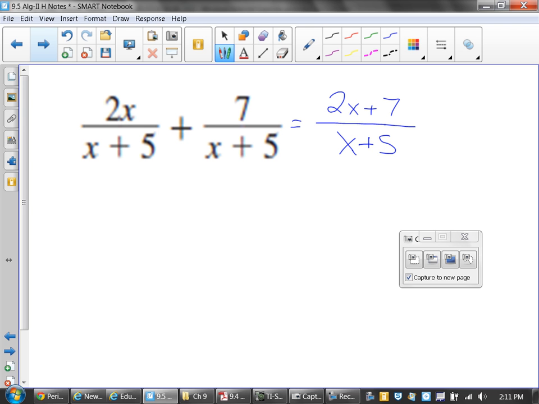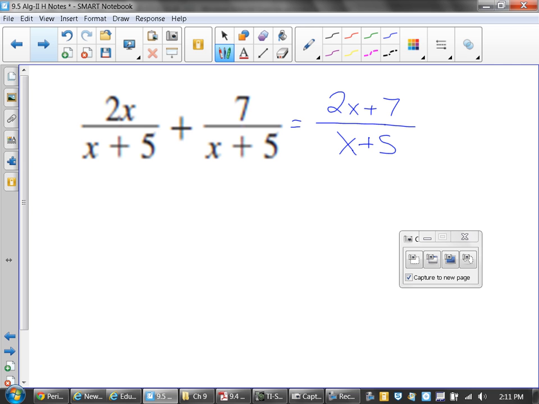Is there anything else I can do here? Can I simplify it? No, you can't because there's addition. In this case here, I can't simplify it.